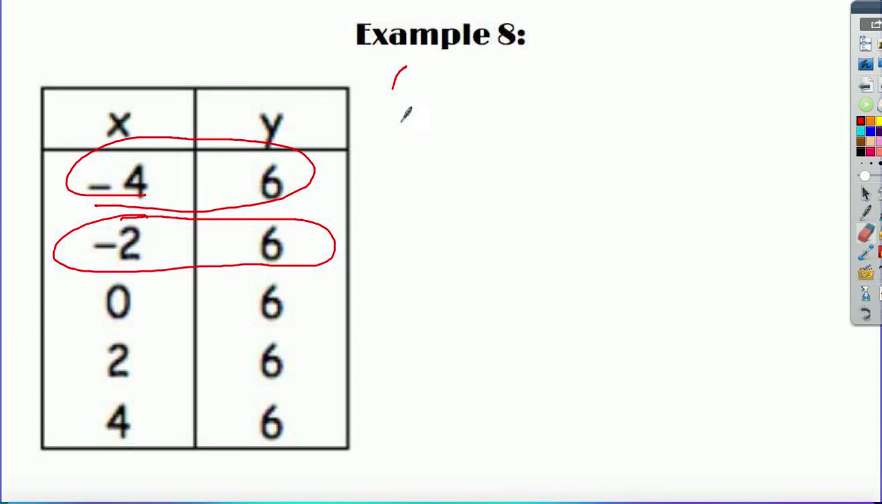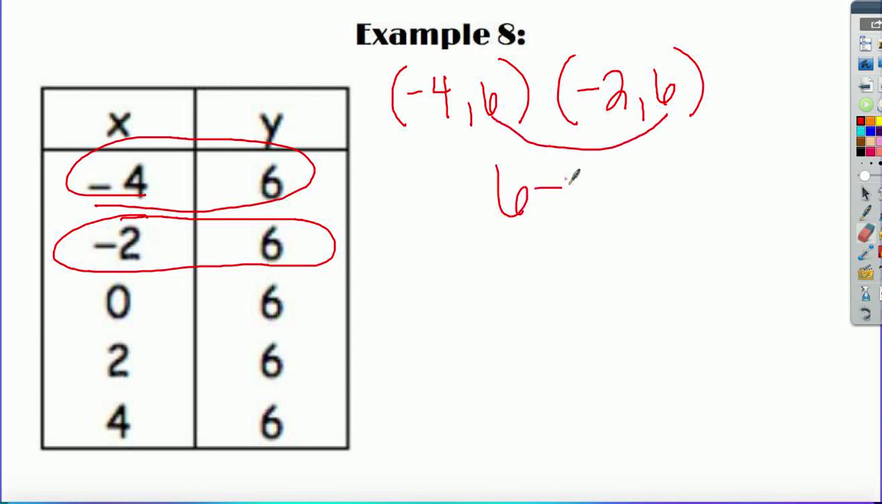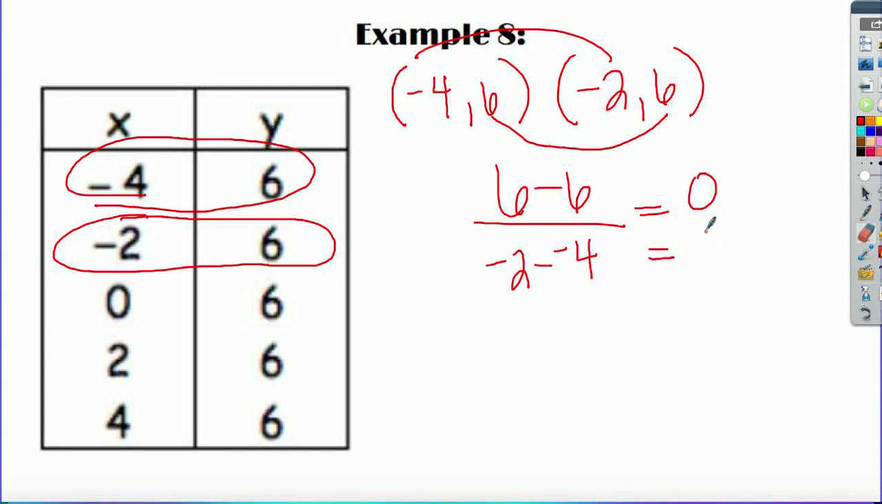So I'm using the ordered pairs (-4, 6) and (-2, 6). And I see that when I try to find my slope, y minus y is already going to give me a 0 as a numerator over x2 minus x1, -2 minus -4, which gives us a +2. 0 over 2 gives us a slope of 0. So hopefully at this point, maybe even before I did this, you saw that all the y values were 6, so there wasn't going to be any changes in the y values, which was going to give us a slope of 0.